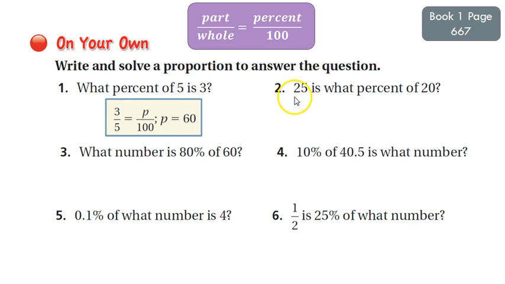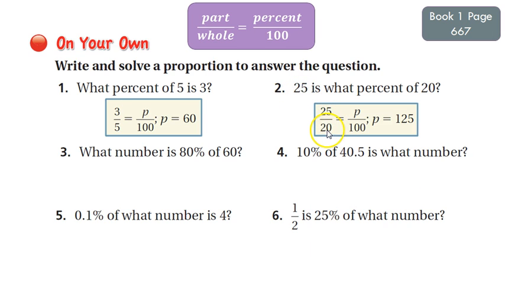Number 2, 25 is what percent of 20? The percent is missing here, and even though 25 is bigger, do not assume that it belongs in the whole part. Remember, we can use a trick: the part is on top, the whole is on the bottom. So it'll be the proportion 25/20 equals P over 100. We can scale again by making 20 times 5 to get 100. So 25 times 5 is 125. That's the percent.